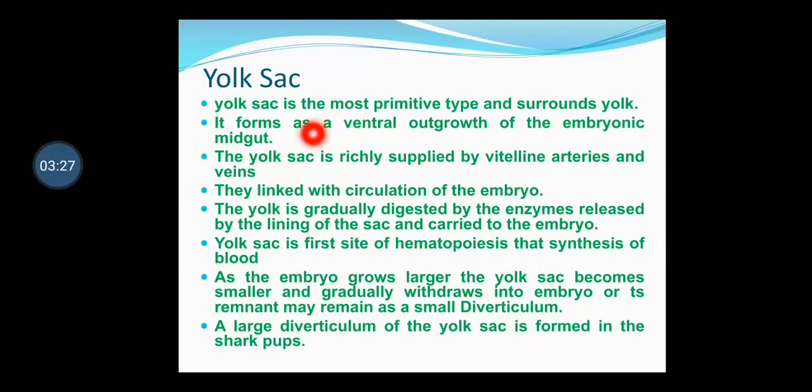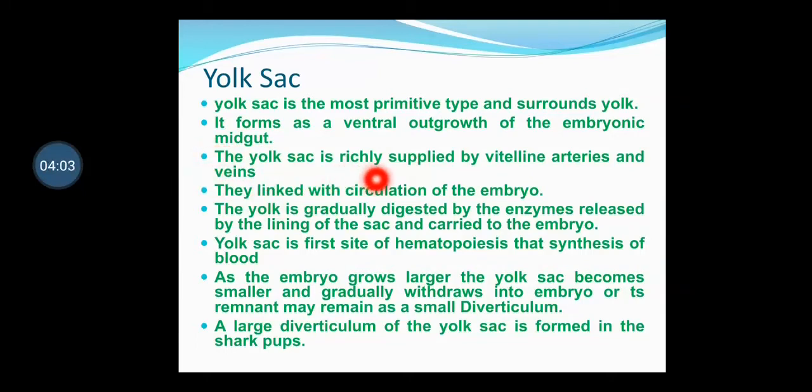Next is the yolk sac. The yolk sac is the most primitive type, and it surrounds the yolk. It is not essential that the yolk sac always has yolk. Sometimes it does not, as in the case of placental mammals, where the yolk sac is present but the yolk is absent. The location of the yolk sac is a ventral outgrowth of the embryonic midgut. What is the gut? The gut is the digestive tract. It has three portions: foregut, midgut, and hindgut.